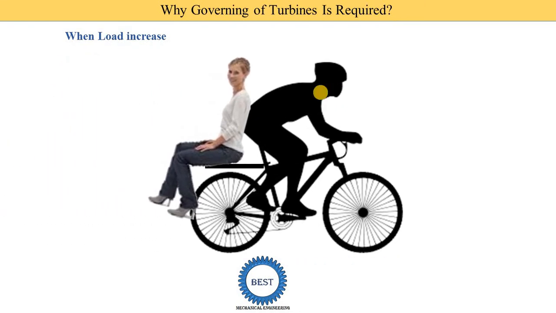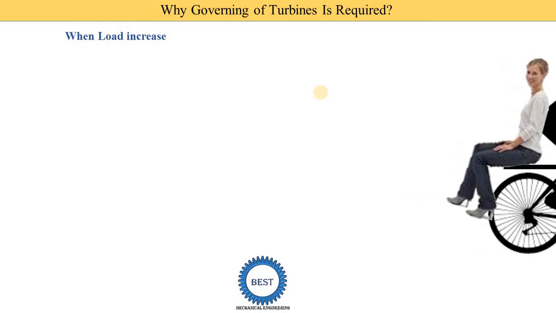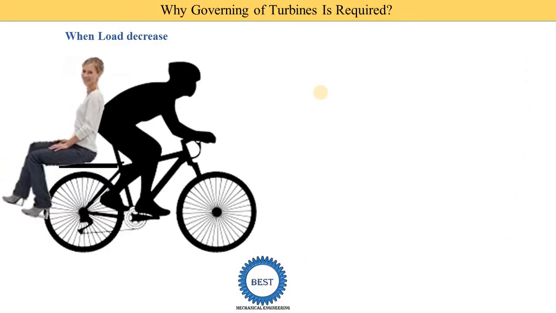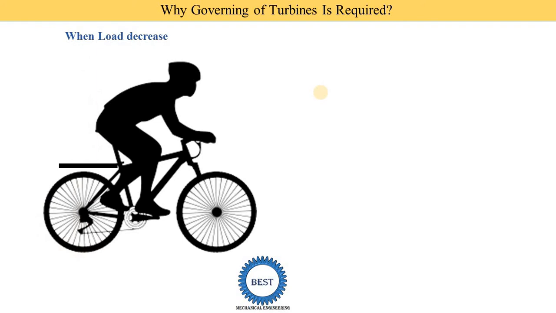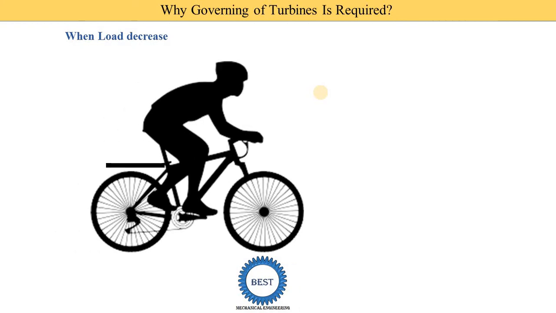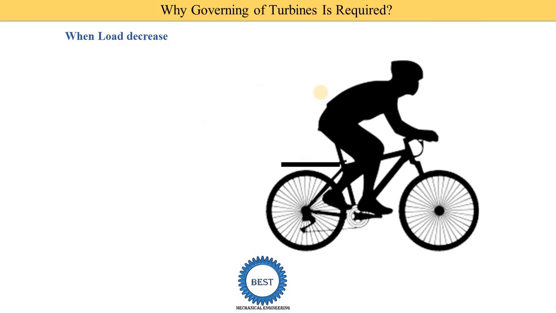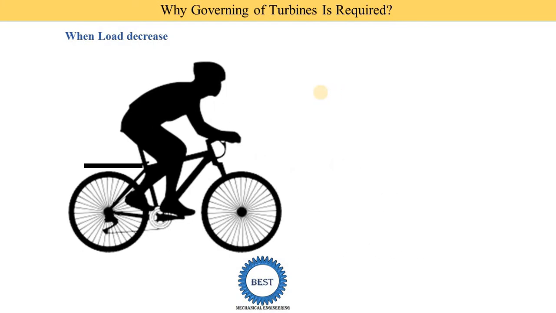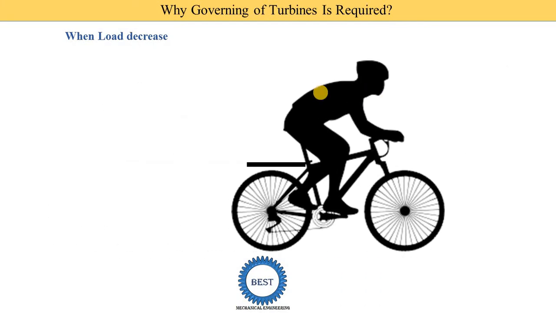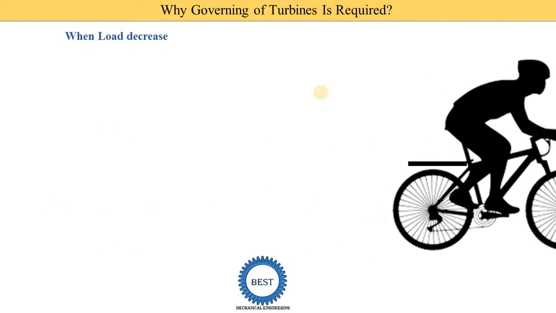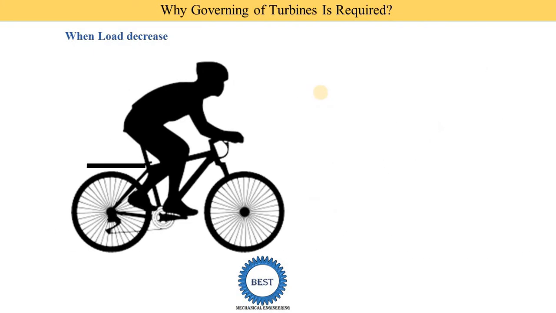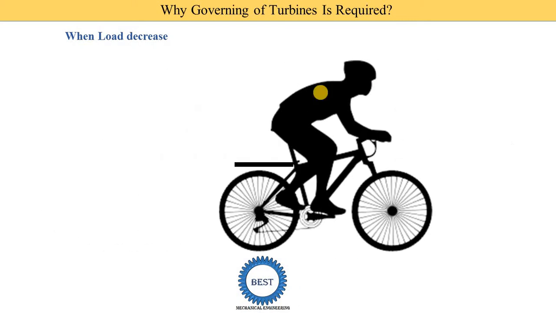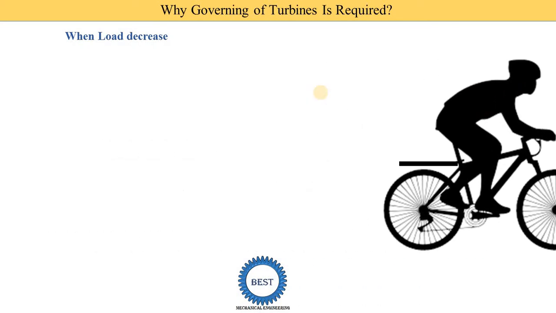Now when your friend is no longer seated on the bicycle, the load on the cycle is reduced. When the load is reduced, the speed of the bicycle is increased. The same thing happens in the power plant. When you switch off the fridge, AC, TV, tube light or fan, meaning any electrical appliances are stopped, then what happens in the power plant?